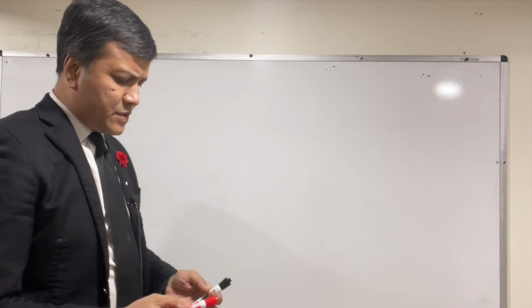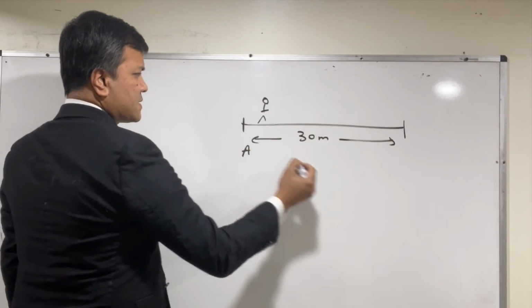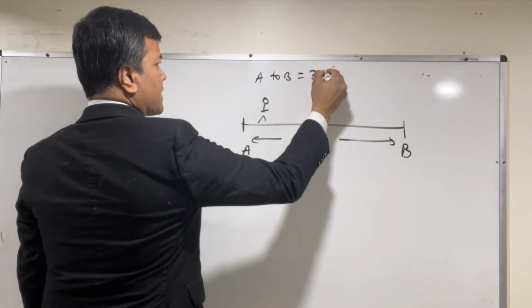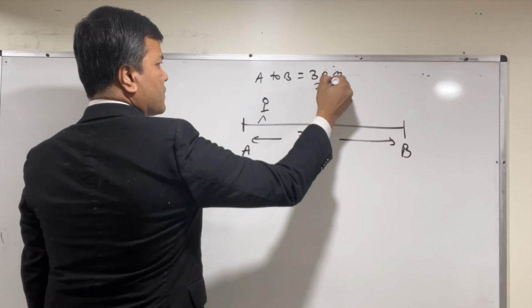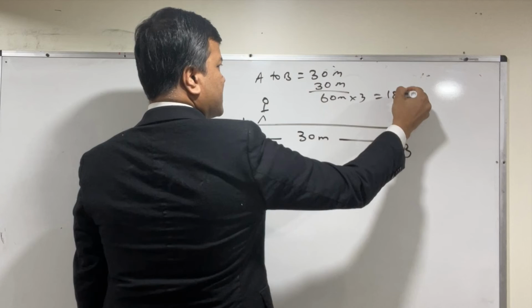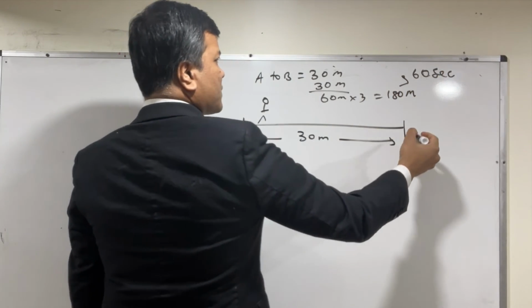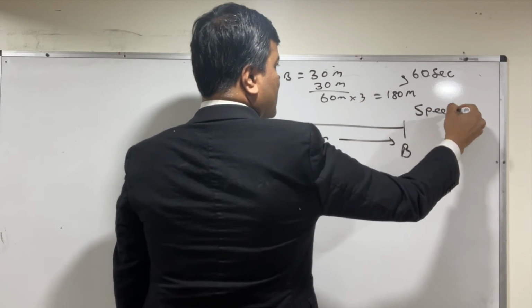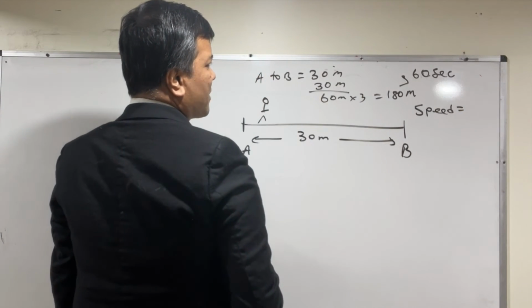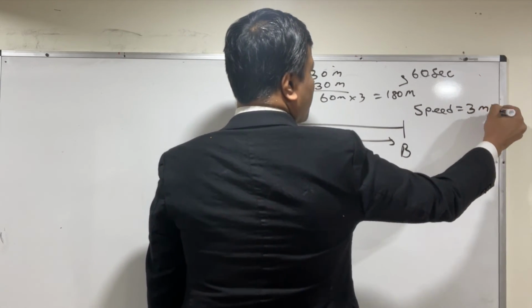Now I'm going to go over the last problem. Back and forth. So let's say this is A, this is B, and we did it before. A to B is 30 meter, back and forth. So 60 meter, he did it 3 times, so 180 meter is spending 60 seconds. So the total speed is, of course, 180 distance divided by time. 180 divided by 60 is 3 meters per second.